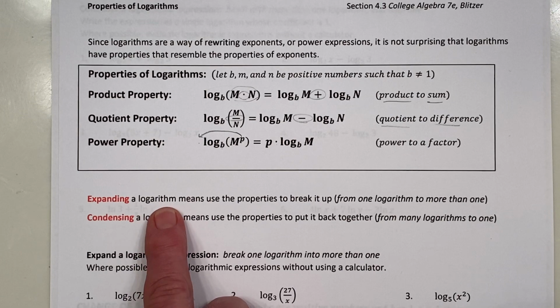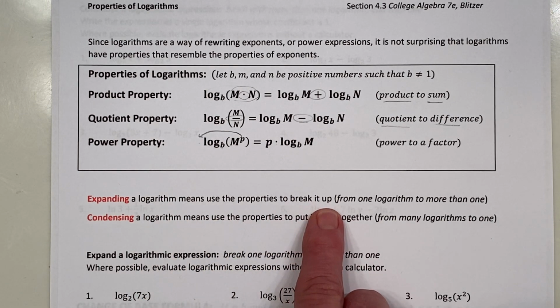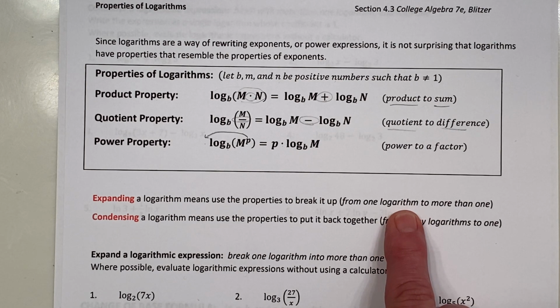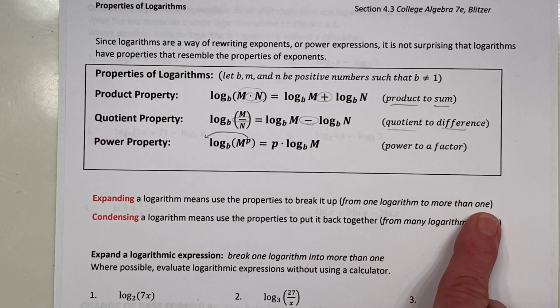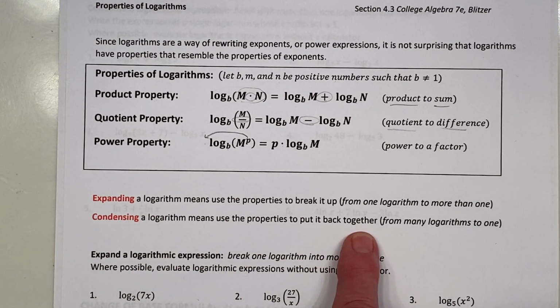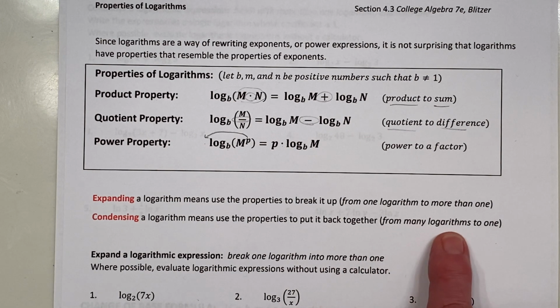So in this lesson, we're going to learn how to expand and condense logarithms using these properties. Expanding a logarithm means that we're going to use the properties to break that log expression up, which just means we're going to go from one log expression to more than one. And then we're going to do the opposite. Condensing a log expression means we're going to be given multiple terms, and we're going to want to put it back together. We're going to go from many logs to one.